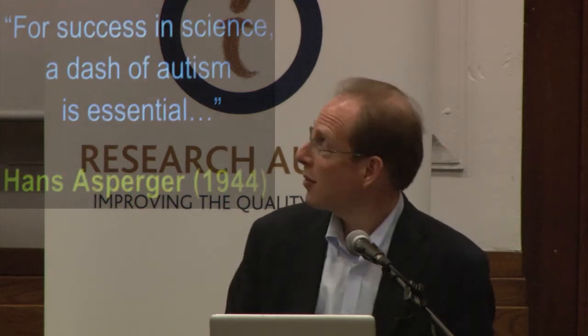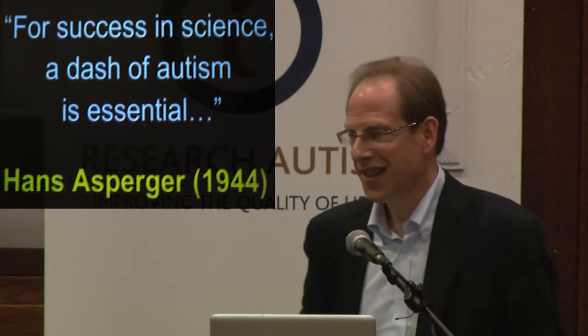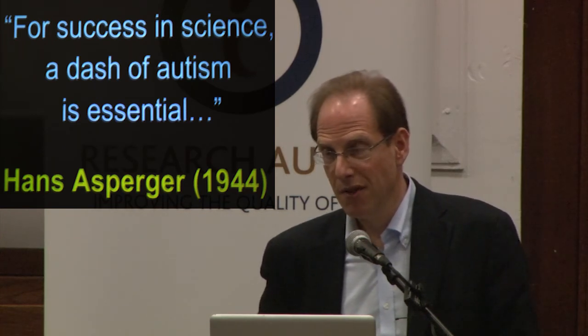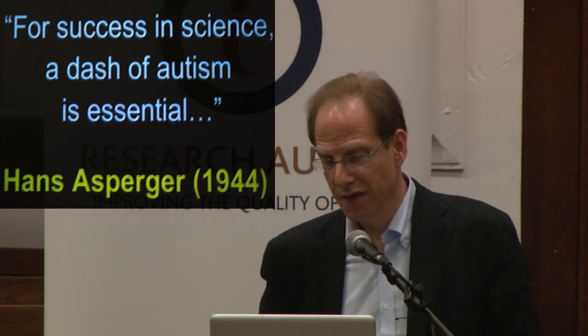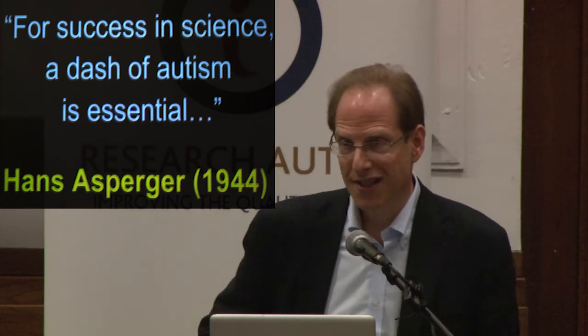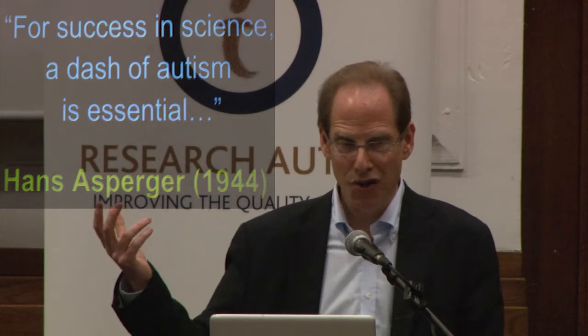Here's a quote from Hans Asperger himself. Working in Vienna in the 1940s, he wrote in German obviously, but this is a translation into English by Uta Frith. What he said was, "For success in science, a dash of autism is essential." So he's taking something very positive, science, and saying if you want to be a good scientist, it helps if you've got a bit of autism. And that was just his clinical observation, because his view of people with autism was that they were very logical, very systematic, and that those are the qualities that you need to be a good scientist.